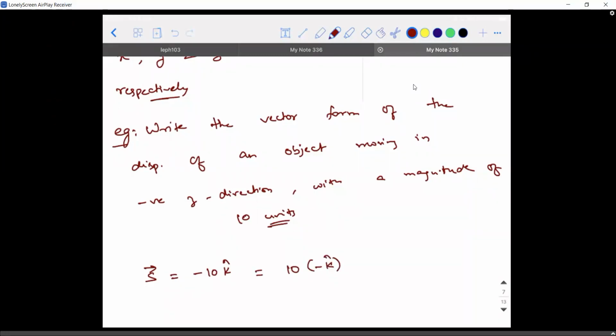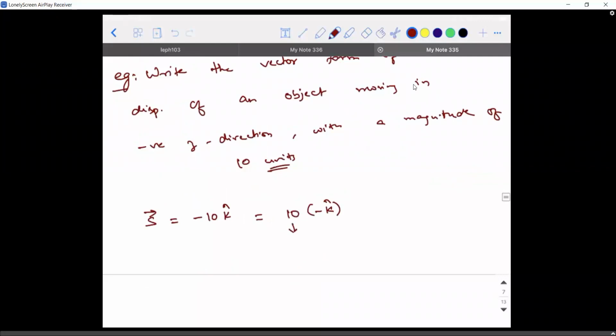Can someone tell me why I manipulated and wrote it like this? It's a simple logic. Can someone tell me why I did this? Sir, because magnitude can't be negative. Perfect, perfect. Because I told you this 10 stands for magnitude. There'll be a very big misconception if I write it as minus 10, 10k cap. I could have written like this also, but this doesn't make sense. Technically it is wrong, but this is right. So magnitude cannot be negative, whereas this minus k cap is telling me about the negative z direction. Good that you guys understood.